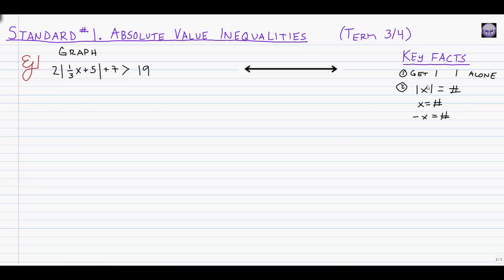So anyway, we're back and I want to do a second example of graphing an absolute value inequality, which of course involves solving it. Over on the right side, once again, we did have a couple key facts. I've talked about them before. We have to get the absolute value alone in the inequality, so it's just on one side. And we also have to use the definition of absolute value, or at least we probably should, in order to make sure everything's done right.